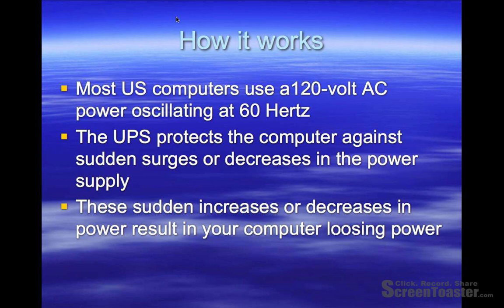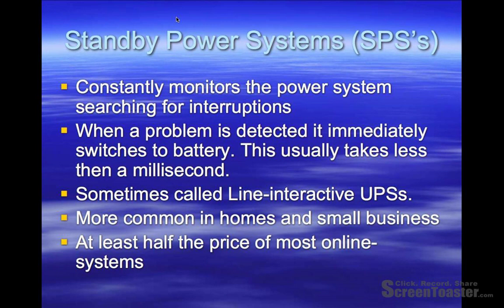First of all, how does a UPS work? Well, most computers in the United States use a 120 volt alternating current power supply, and it oscillates at around 60 hertz. What the UPS does is protect the computer against sudden surges or decreases in the power supply. When you get these sudden increases or decreases in the power, it can result in your computer losing power.